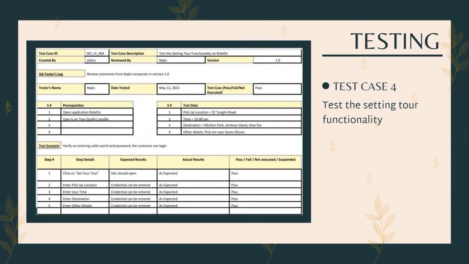Okay, finally we have reached the end of the testing part, which is test case 4. This test case is used to test the settings tour functionality. For the prerequisite, we have to open the RideOn application and the user is on the tour guide's profile. Here we have 5 test data. For the steps, first of all, we click on set your tour, then enter the pickup location, enter the tour time, destinations, and other details. Overall, the test case passes.